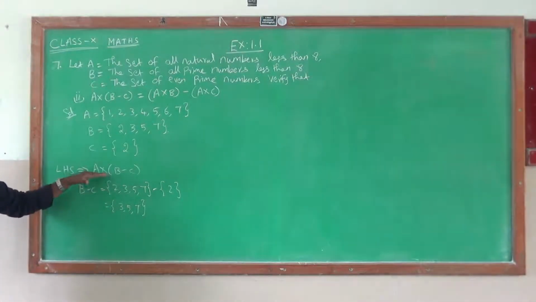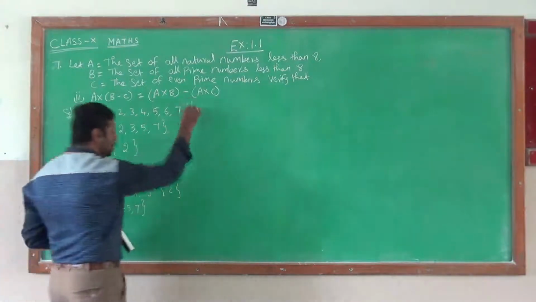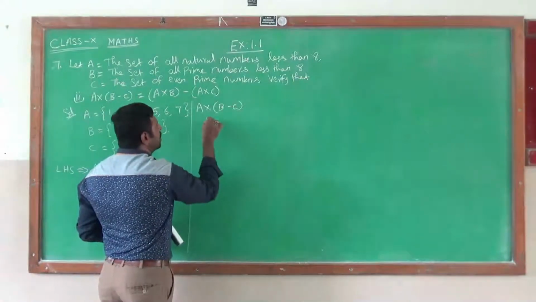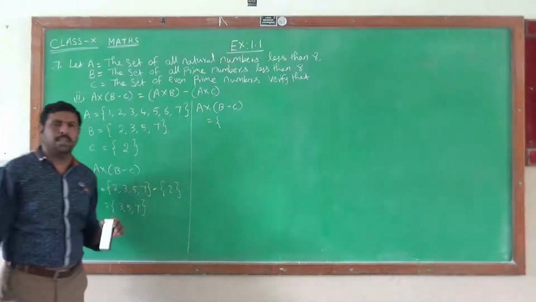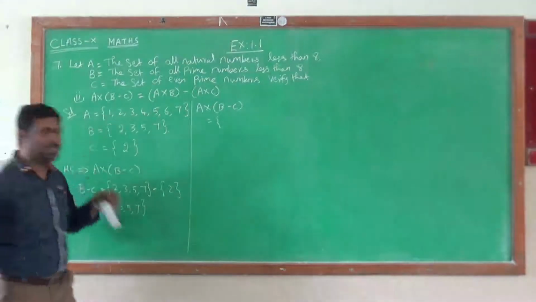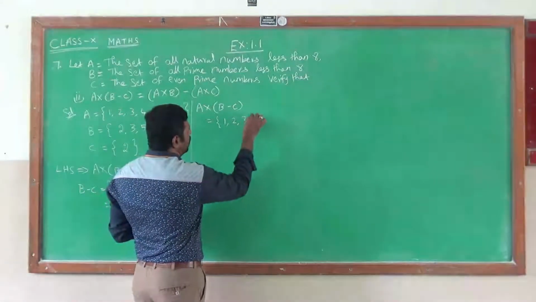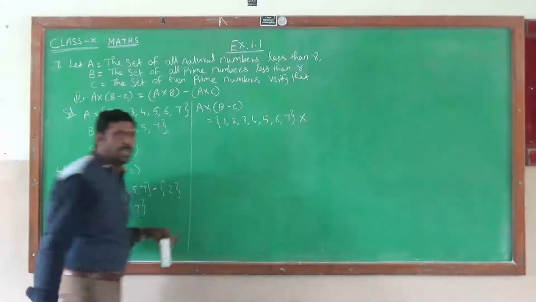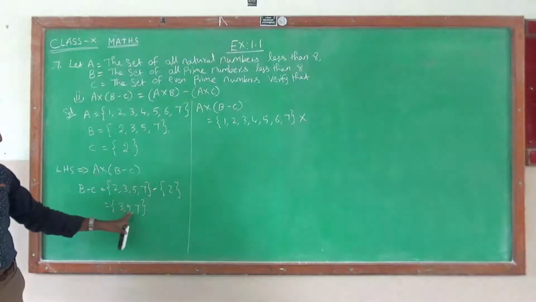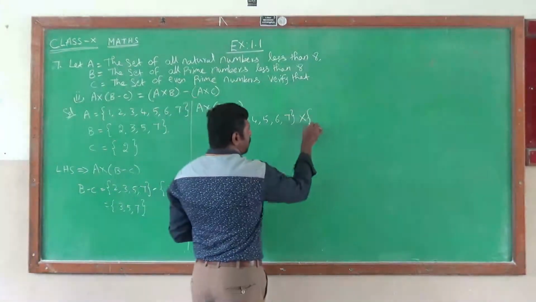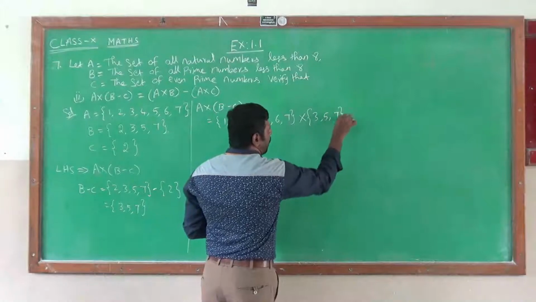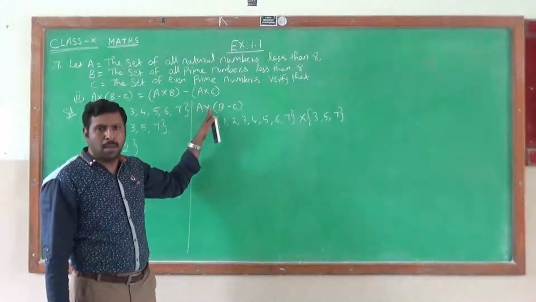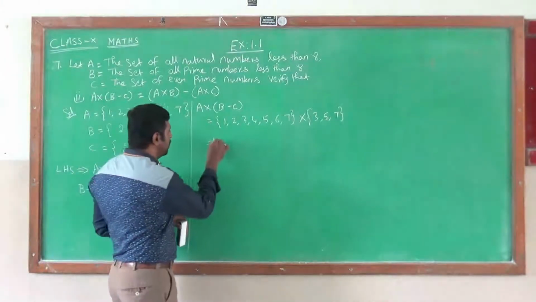Now we want to find out A cross of B minus C. That is A cross of B minus C. The set A is 1 to 7: 1, 2, 3, 4, 5, 6, 7. Cross product of B minus C, which is 3, 5, 7. Now we want to find the ordered pairs. Cross means we have to find the Cartesian product form. Now we have to write the ordered pairs.